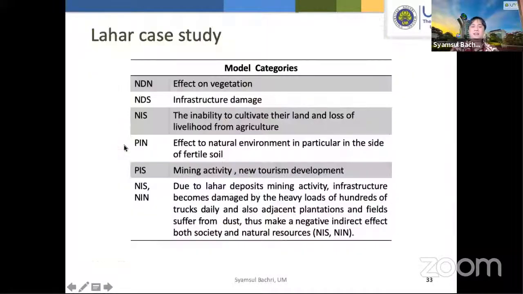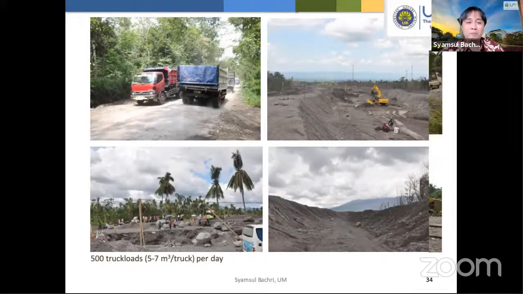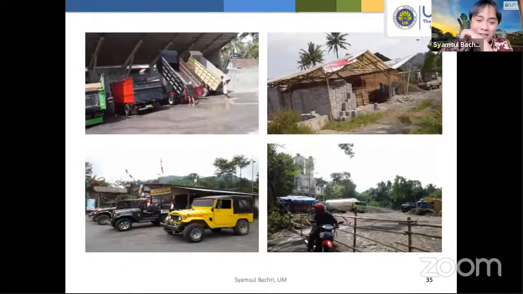So this is the lahar case study in Merapi. Around 500 trucks, 5 to 7 cubic meters per day. It's amazing, 500 trucks with 5 to 7 cubic meters per truck per day. Mining activity in Merapi after the eruption. So it was a really positive impact at that time. And this is me on the motorcycles.